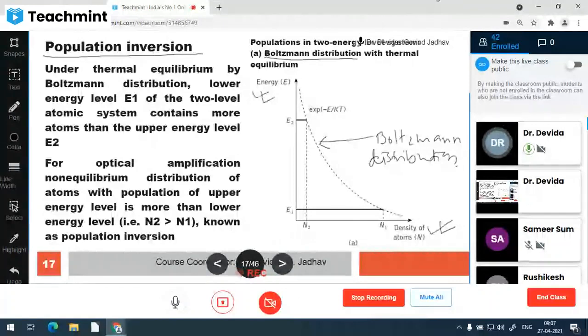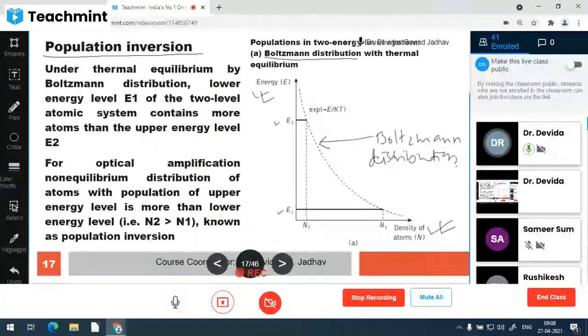What this Boltzmann distribution says is, suppose there are some number of atoms in the semiconductor crystal. Out of those number of atoms, some number of atoms are having the energy state E1 and some number of atoms are having energy state E2.